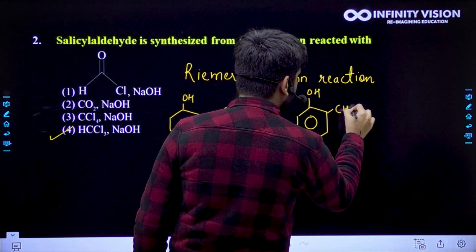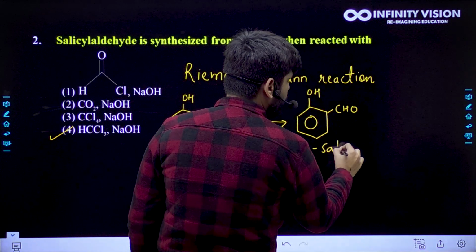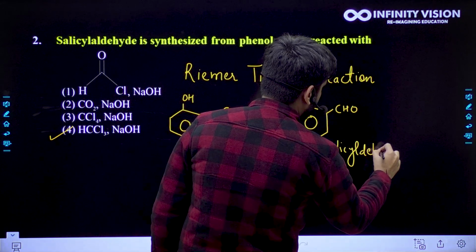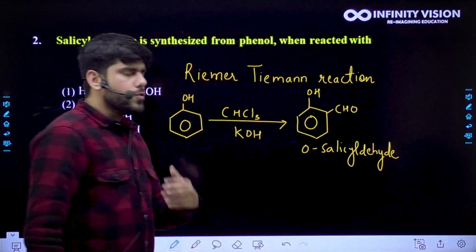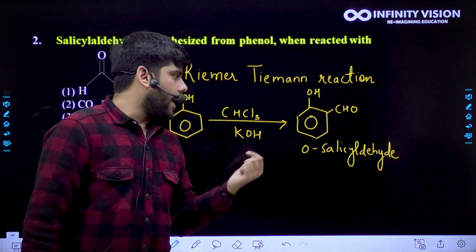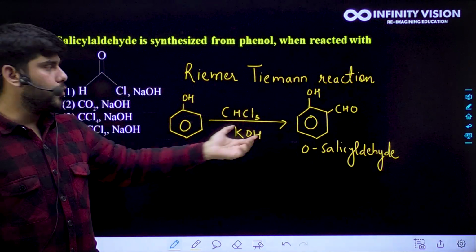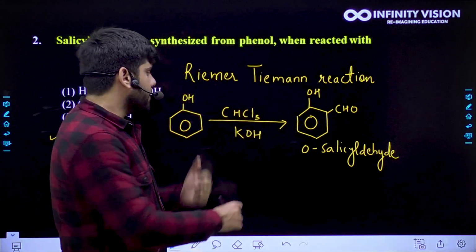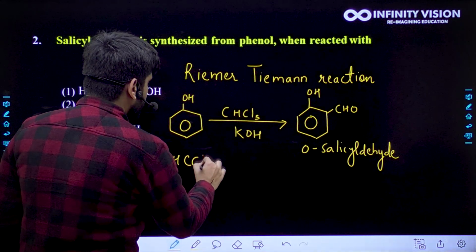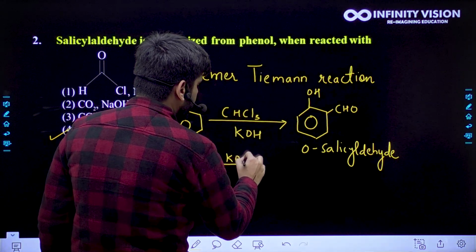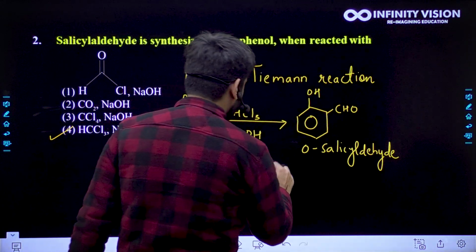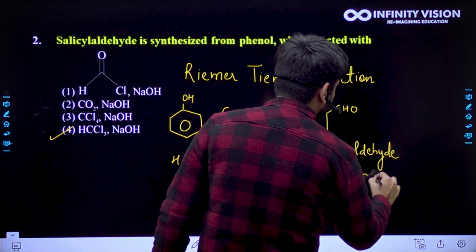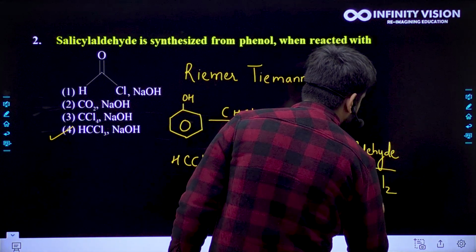What we get is ortho-salicylaldehyde like this. And why is ortho the major product over here? Because of the intramolecular hydrogen bonding possible. So this is your ortho-salicylaldehyde. Now, two or three important points about this reaction. The first one is the intermediate. The reaction proceeds through a carbene intermediate, because CHCl3 in the presence of KOH gives a carbanion first, and then the removal of one chloride gives rise to dichlorocarbene, which is the intermediate over here.